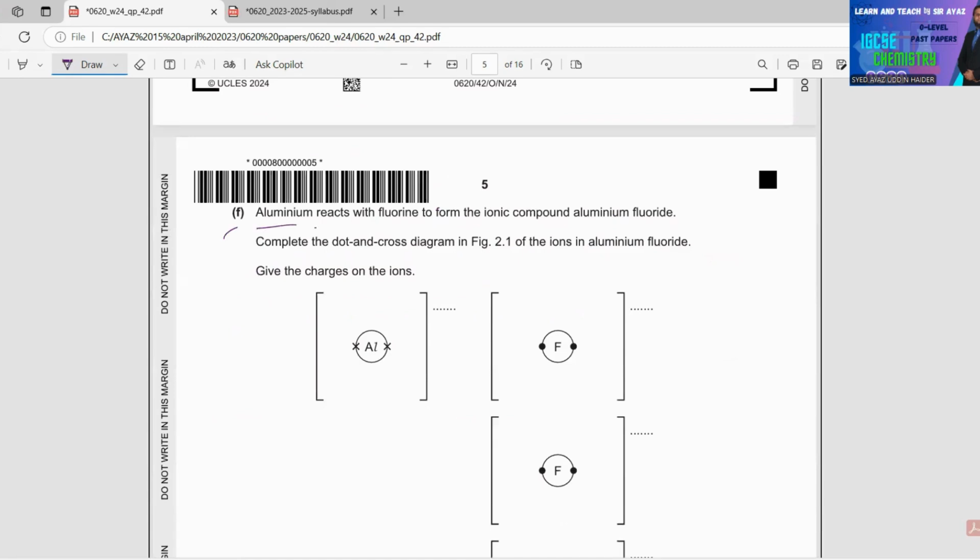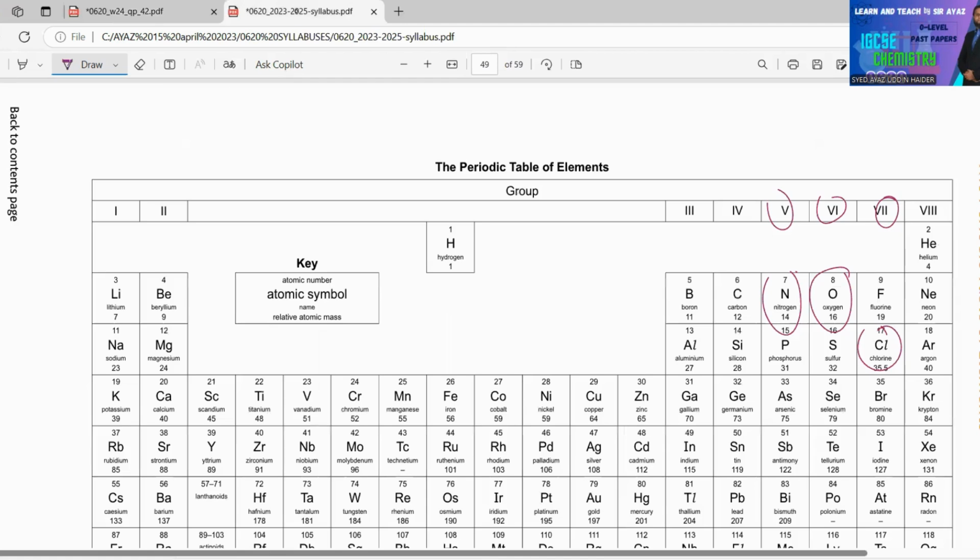Part F, aluminum reacts with fluorine to form the ionic compound aluminum fluoride. Complete the dot and cross diagram in figure 2.1 of the ions in aluminum fluoride. Give the charges on the ions. So first of all, we need to complete the dot and cross diagram of the ions in aluminum fluoride. Here's aluminum, it's in group 3, and group 3 is a metal. It will form +3 ions by losing 3 electrons.